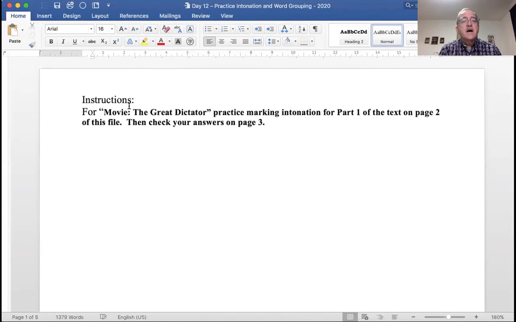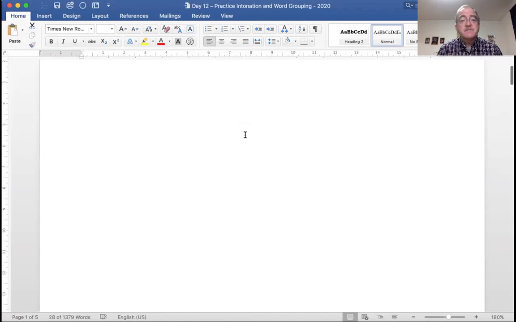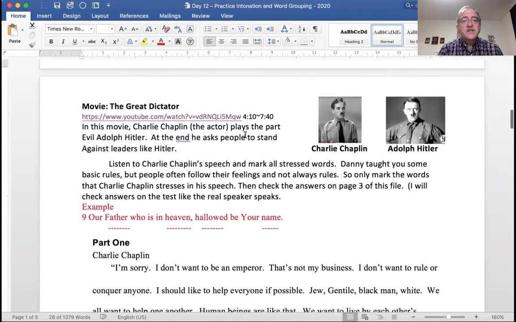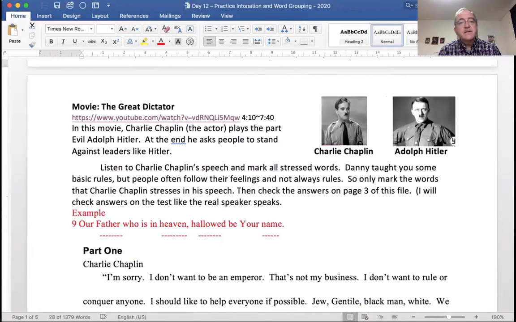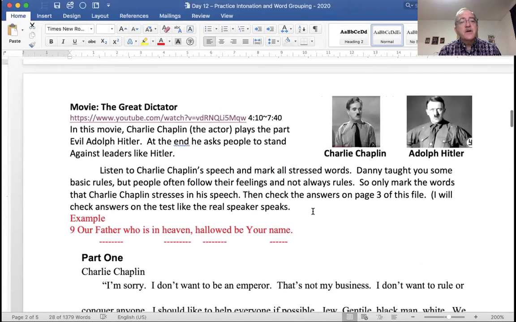Okay, this is a paper I'm going to give you, and you're going to use this today to practice, and then next week you're going to use part of this for the test. This is The Great Dictator. It says in this movie, Charlie Chaplin, the actor, plays part of evil Adolf Hitler. At the end, he asks people to stand against leaders like Hitler. Listen to Charlie Chaplin's speech and mark all stressed words.